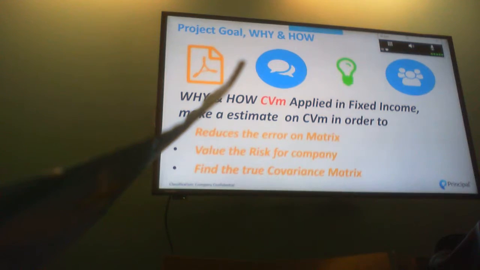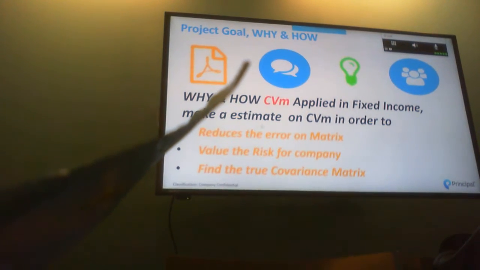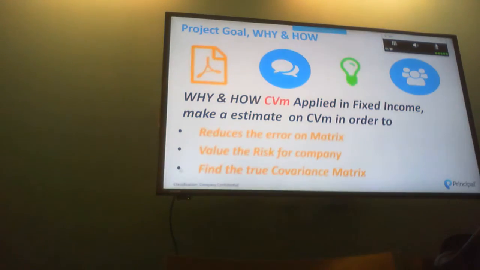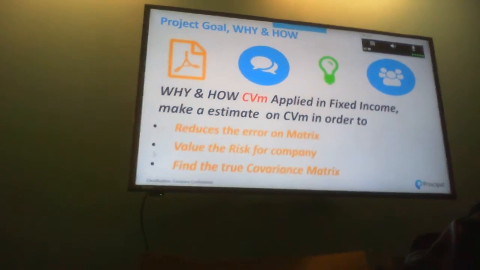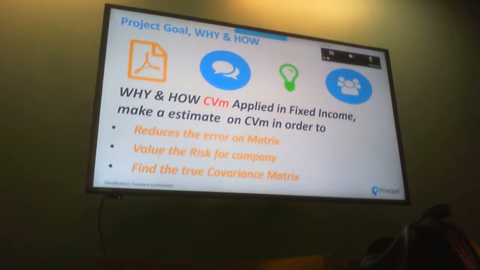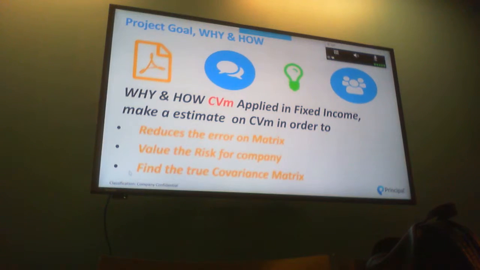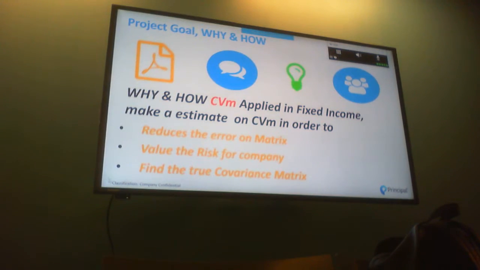The project goal is to apply the covariance matrix to fixed income and make an estimation of the covariance matrix, in order to reduce the error on the matrix, value the risk of the company, and find the true covariance matrix.